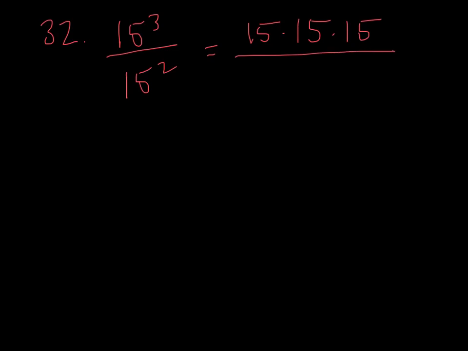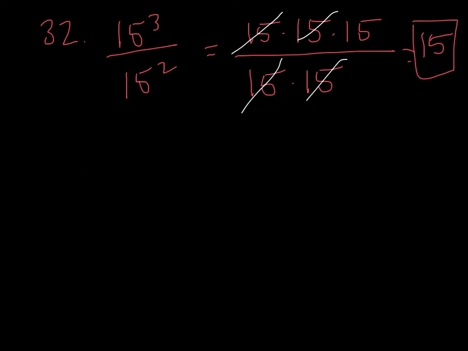Let's do this one. Let's do number 32. Okay, so it says 15 to the third power over 15 to the second power. Okay, so let's do 15 times 15 times 15 all over 15 times 15. Okay, so I can again go through and say what is the same on the bottom and the top. So you have 15, 15, and I am left with a 15 on the numerator, so our answer is just plain old 15.